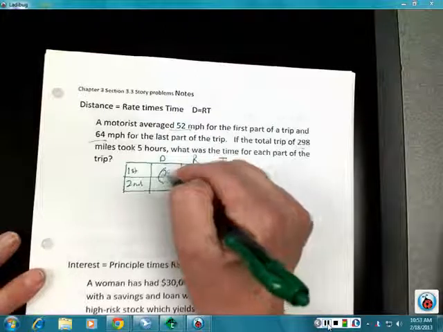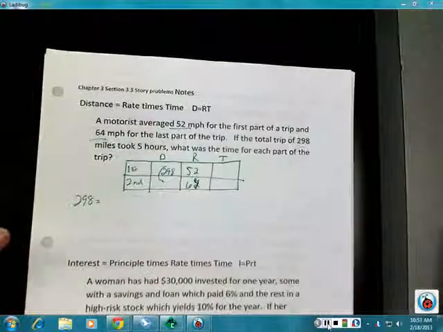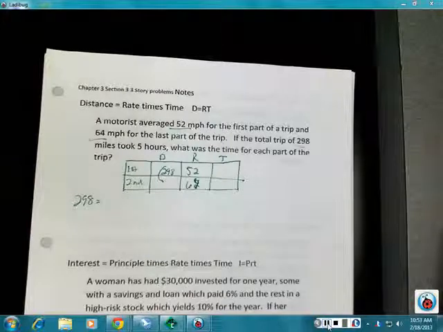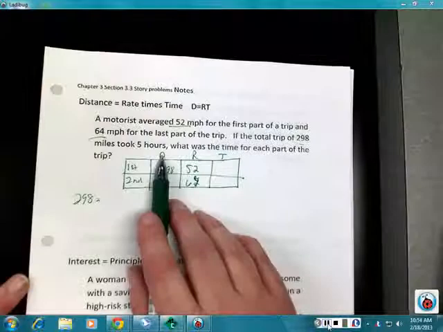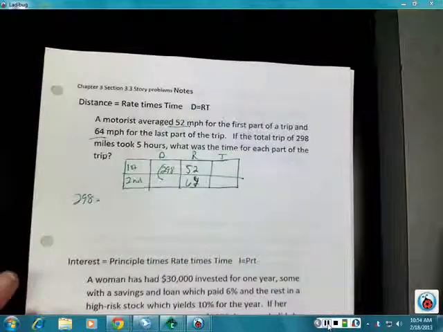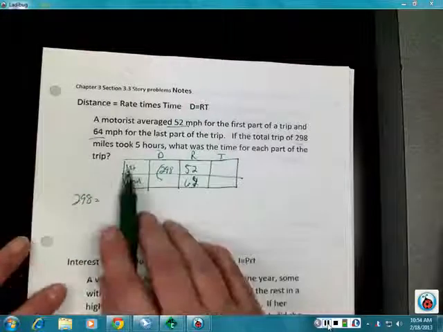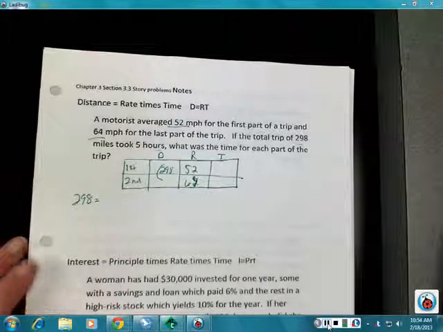The total distance is 298. So 298 is what the total trip has taken me to do. So what else do I have? Well, I got hours in here. 5 hours was what the time was for the whole trip. So if the whole trip took 5 hours, how long did you drive at 52 miles per hour?